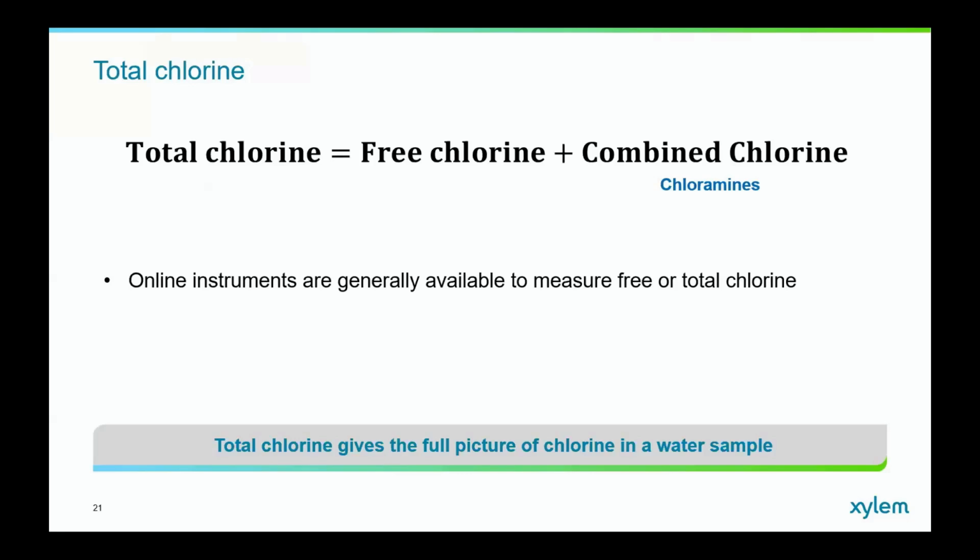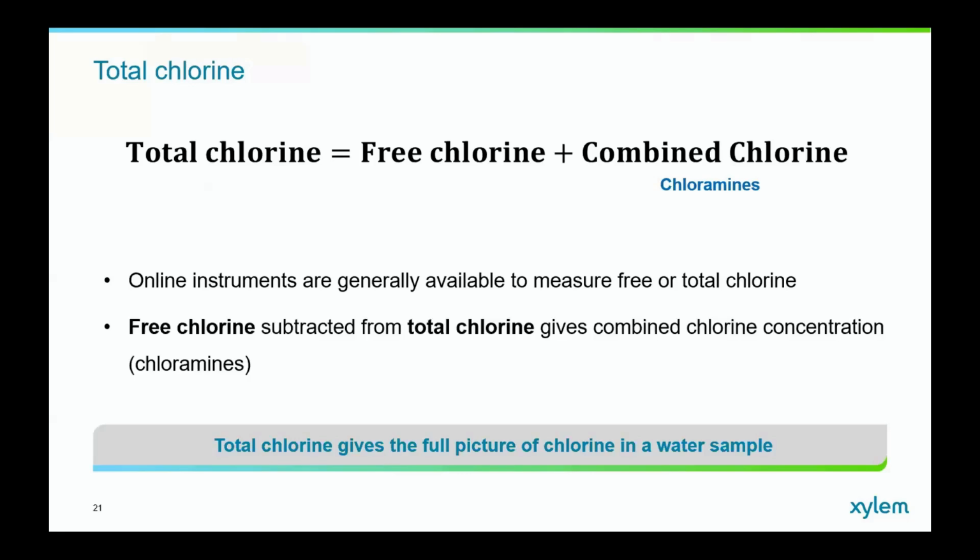Online instruments are more capable to measure free and total chlorine in near real time. To determine the concentration of chloramines in a sample, you would take the total chlorine measurement minus the free chlorine measurement, or use an analyzer that is specifically designed to directly measure monochloramine.